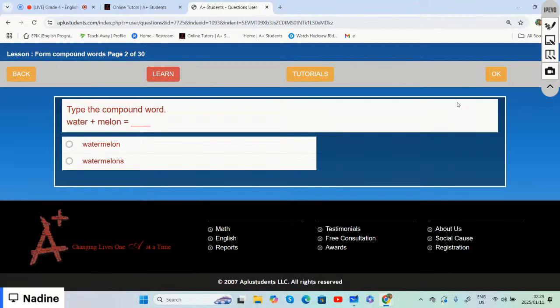A bookworm. Water plus melon. So water plus melon is it option one, watermelon, or option two, watermelons?